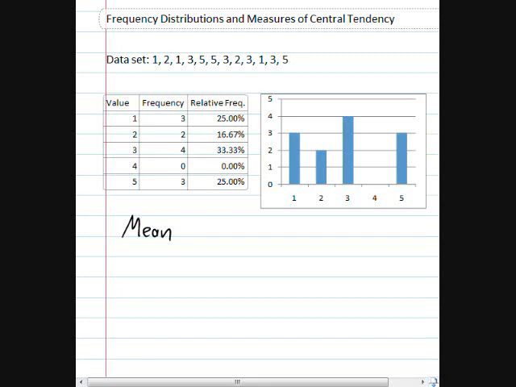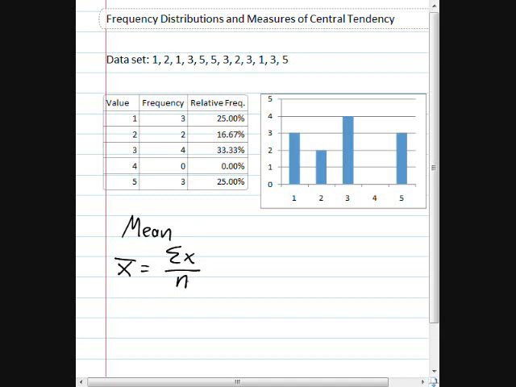The mean of a data set is the average that most people would find if they were asked to find the average of a data set. The symbol that we'll use to represent the mean is x with a bar over it, and it can be found by adding up all of the x's and dividing by the total number of data points.